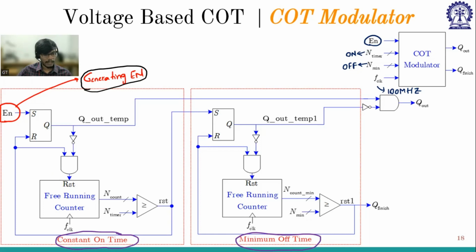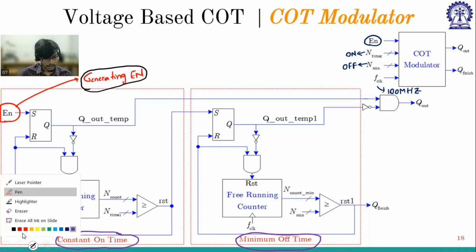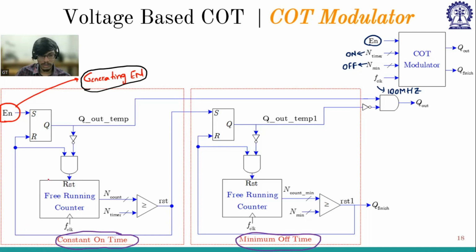So for this counter to start, say it has started counting. So N count will happen. You are able to follow, right? Okay. So N count will keep on increasing, and whenever it touches N timer, then it will generate the reset signal.